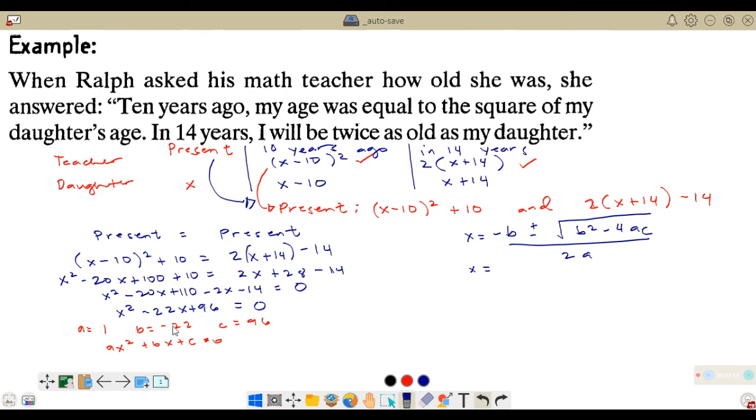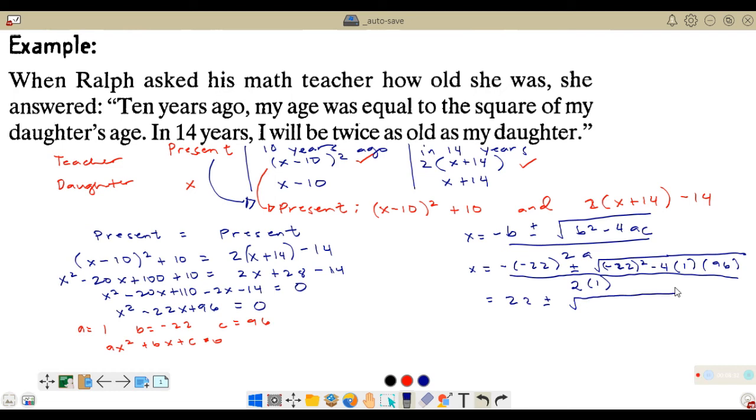So, negative b is negative times negative 22 plus minus the square root of b squared, edi negative 22 squared siya. Minus 4 times a is 1 and c is 96. Divide everything by 2 times a is 1. Okay. Kuha tayo ng calculator para mabilis yung procedure natin. This is positive 22 na, plus minus, square root of. Diretso ko na yung nandun sa loob ng radical, ha?